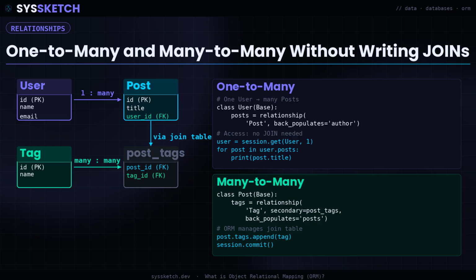Relationships are where ORMs really shine. A one-to-many relationship, like one user having many posts, is declared with a relationship field pointing to the post model. Once declared, accessing user.posts gives you a Python list of post objects. The ORM handles the join or separate query automatically. Many-to-many relationships, like posts having multiple tags, require a join table in SQL. The ORM manages that join table for you. You just declare the relationship, and the ORM generates and manages the intermediate table.